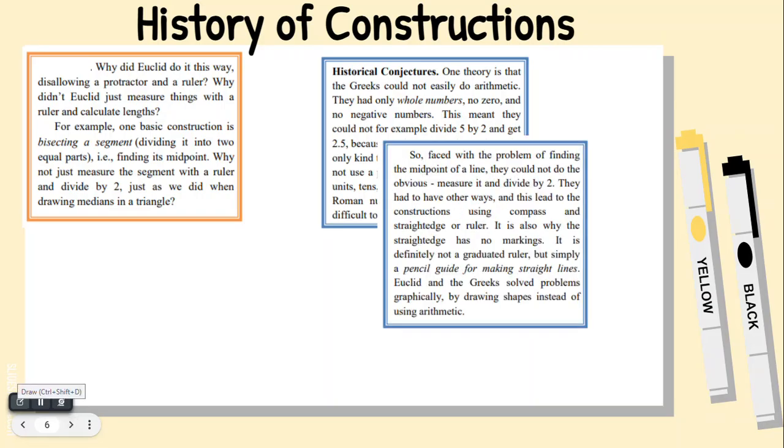Faced with the problem of finding a midpoint, they could not do the obvious by measuring it and dividing by 2. They had to have other ways, which led us to our constructions using our compass and a straight edge or a ruler. It is also why the straight edge has no markings. It is definitely not a graduated ruler, but a simple guide for your pencil for making straight lines. They solved problems graphically by drawing shapes instead of using arithmetic.